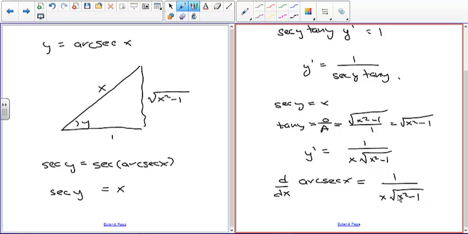And you can do the same thing. So guess what the derivative of the arc cosecant of x is? It's going to be negative 1 over x times the square root of x squared minus 1. Now there is one caveat which we'll see here in a second. This is not entirely correct.